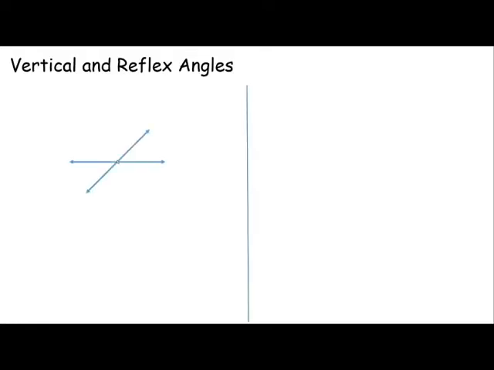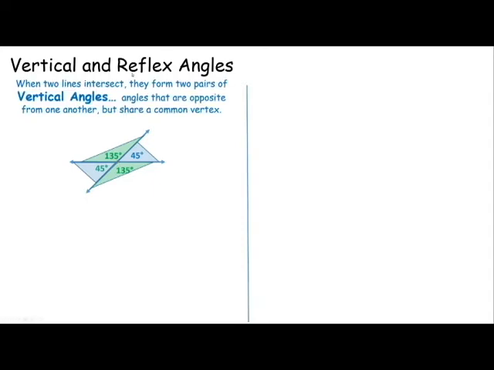If I were to give you two lines that intersect and tell you that this is 45 degrees, I automatically know the other three angles. Notice that 45 and 45 are the same measure. 135 and 135 are the same measure. We call those vertical angles. Notice the two 135s do not share any common side.